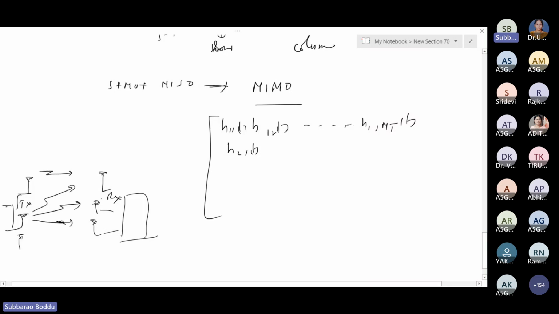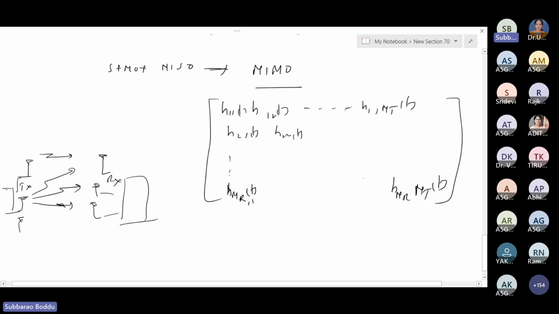So this matrix is basically the MIMO channel matrix: H11, H12, and so on up to H1MT of t, H21, H22 of t. Likewise, we have HMR1 of t, and so on, up to HMRMT of t. So this is your channel matrix of a MIMO system. You can assume that each channel coefficient experiences flat fading.